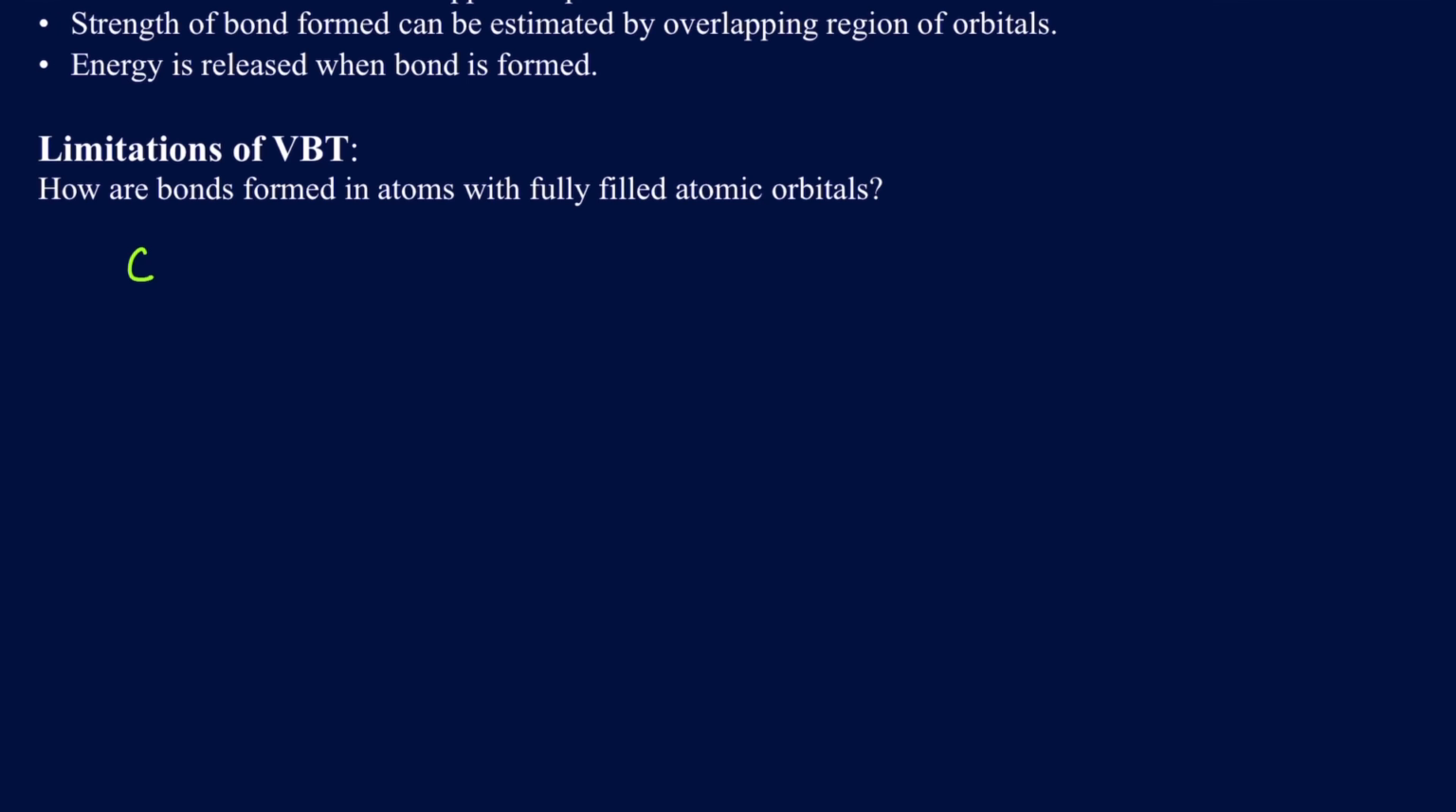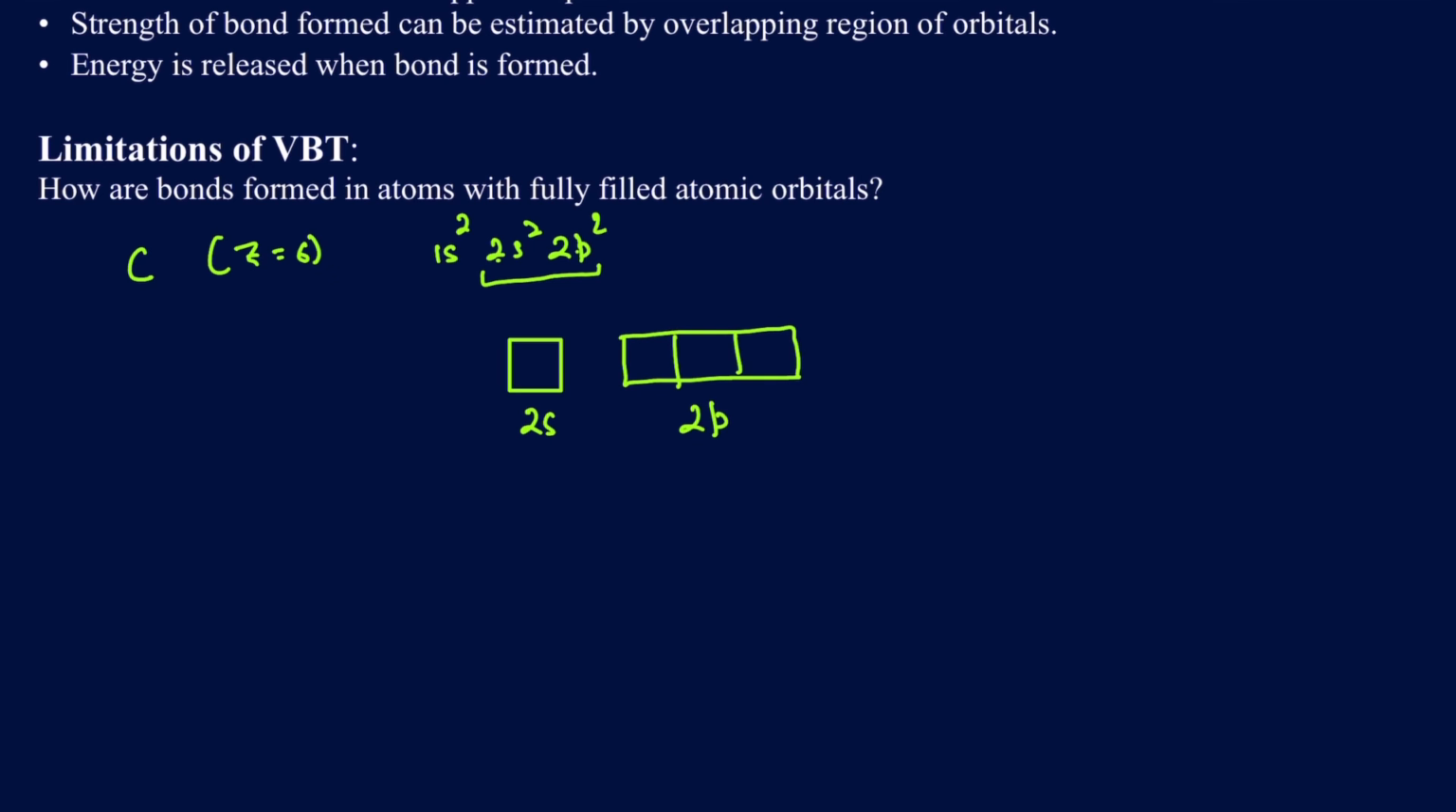I'm going to take an example of carbon because that's going to be the most common thing that you're going to be seeing out there. So carbon has an atomic number of 6, which means its electronic configuration would be 1s2, 2s2, and 2p2. Now, I'm only going to be worrying about my valence shell electrons, which are 2s2, 2p2. So if I go ahead and draw my orbitals, I know I got one orbital in the 2s, and three orbitals in the 2p. So I will have two electrons in the 2s, and two electrons in the 2p.